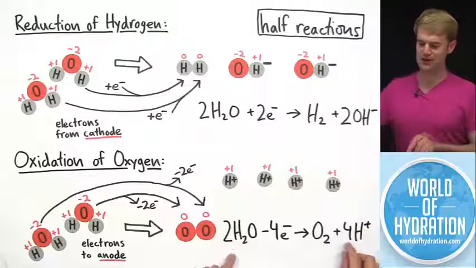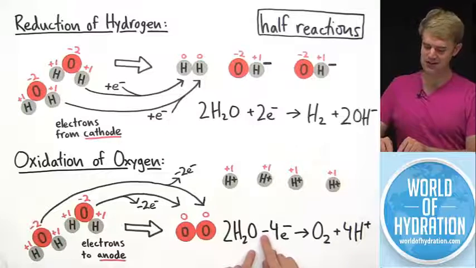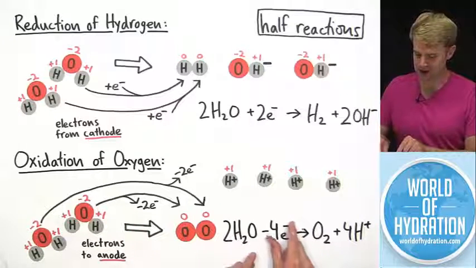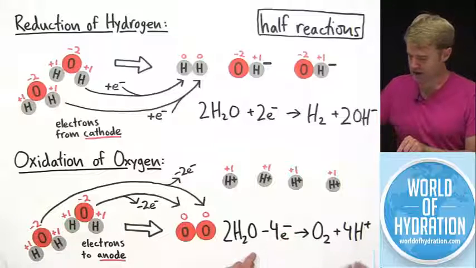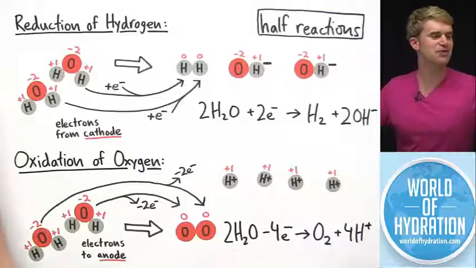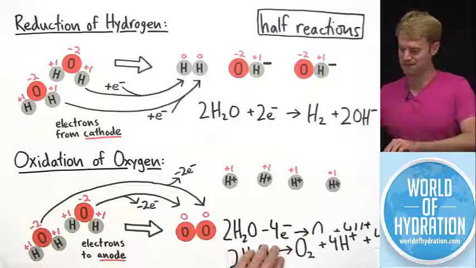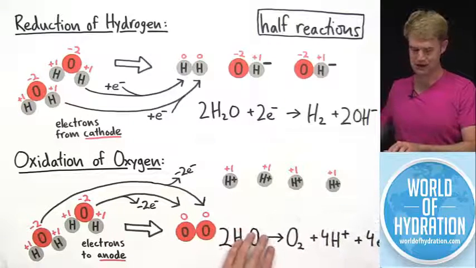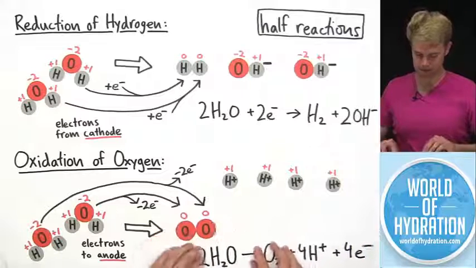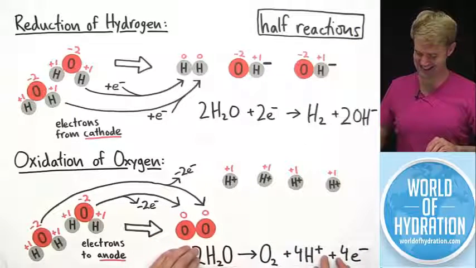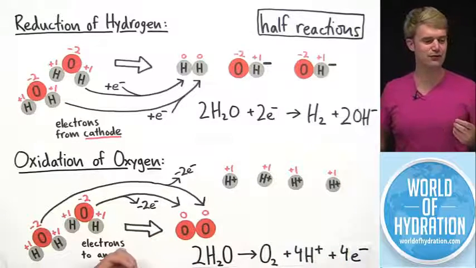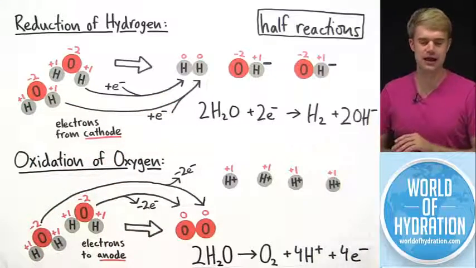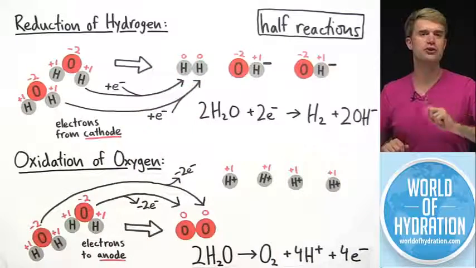Now, as you probably know, we can't use the subtraction sign in a chemical equation, so we have to make this 4 electrons and put it over here. So this is what we're going to get instead. We just move this 4 electrons over here, 4e−, and there we go. Okay, now we can see it. And these are the half reactions for the reduction of hydrogen and the oxidation of oxygen. Now let's combine them, put them together.